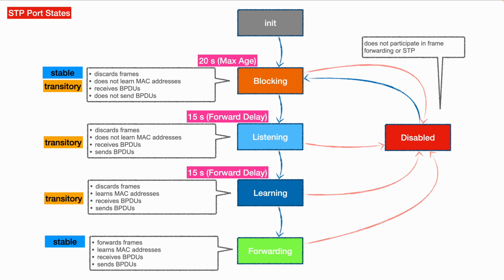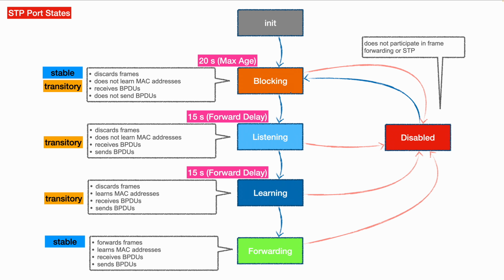Later, it will go to the learning state. It will start learning MAC addresses, but it will still discard frames. After a while, it will go to the forwarding state. In this state, it will function as a port is supposed to function. It will forward frames, continue to learn MAC address updates, and receive and send STP BPDUs.